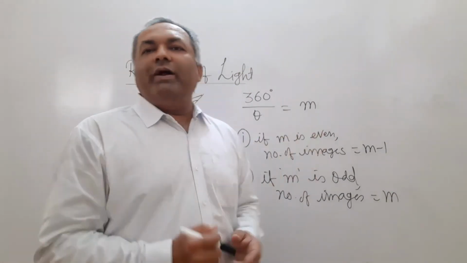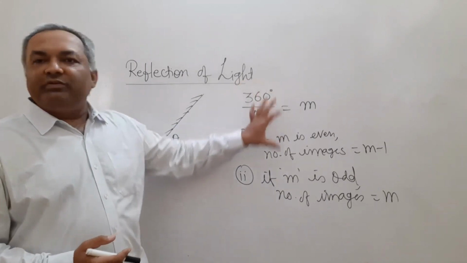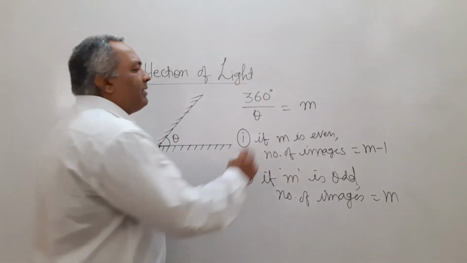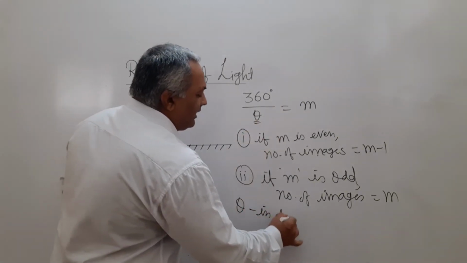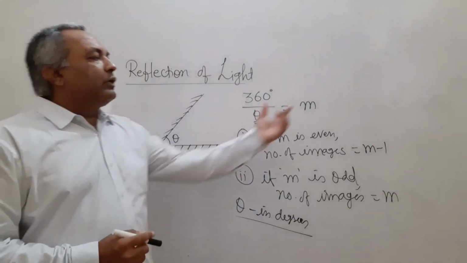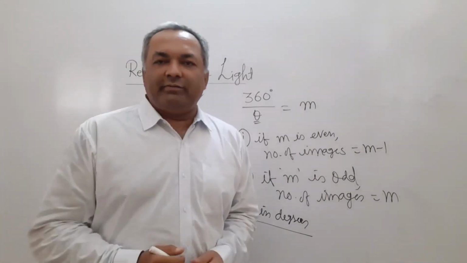Okay, so you want to find the number of images formed by a combination of mirrors like this. You can use this approach to get the exact number of images. First thing you have to remember is you have to substitute this angle theta here in degrees. So while calculating m, please remember theta must be substituted in degrees.